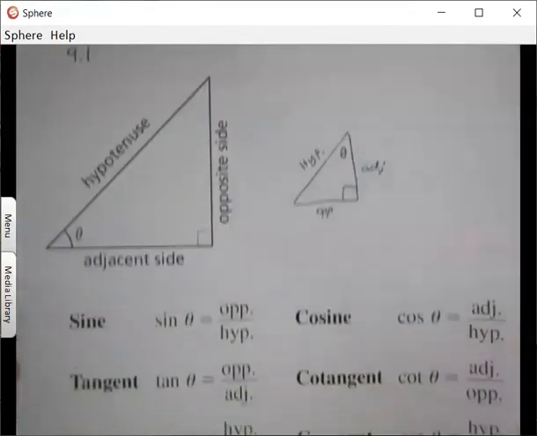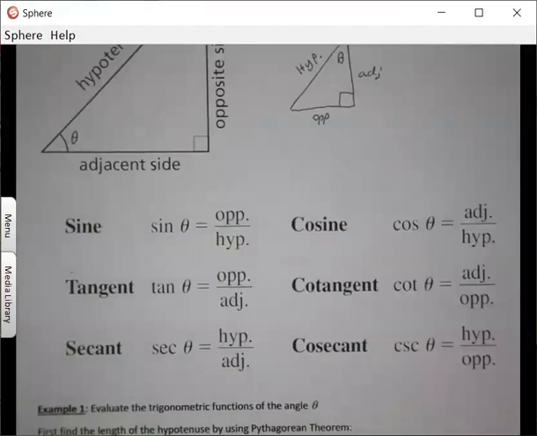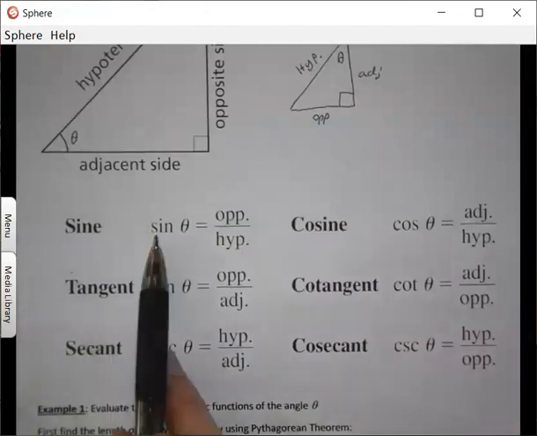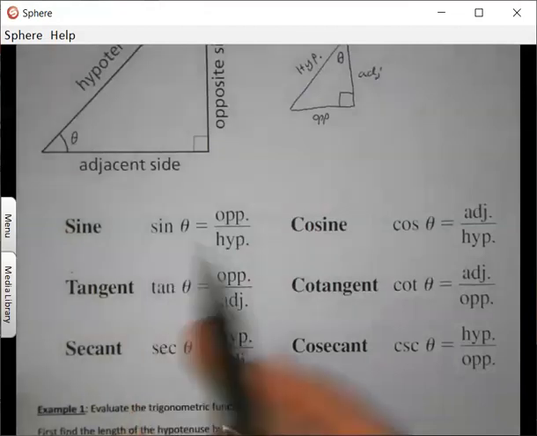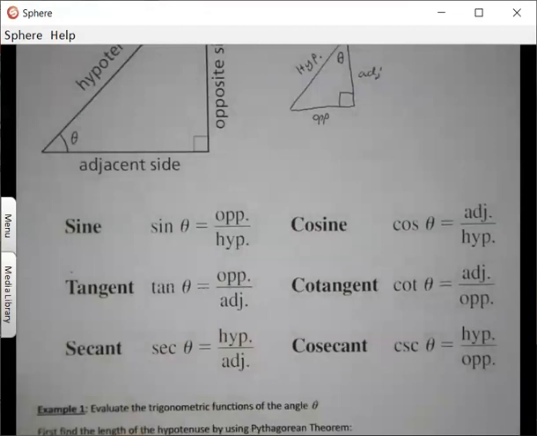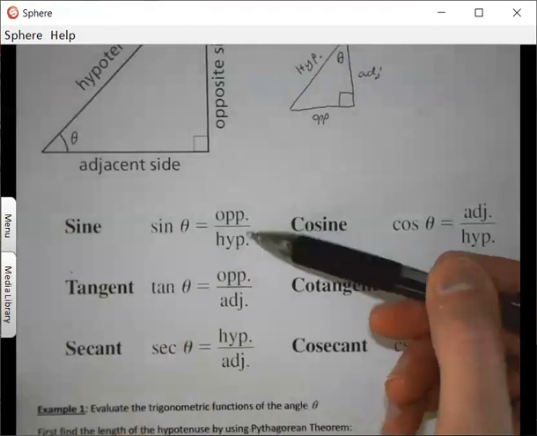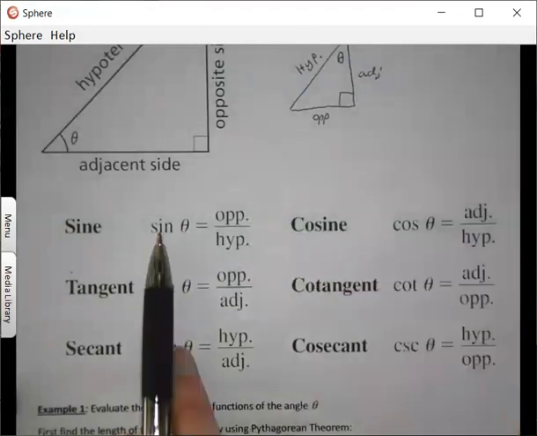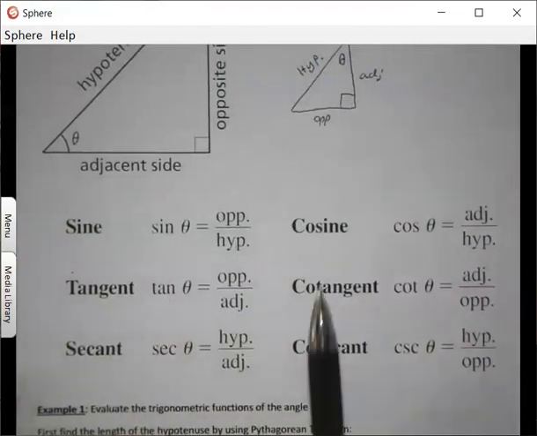So the 6 trig functions are defined as follows. You should also have these in your copy of the notes. And the idea is sine is a button on your calculator. You can do the sine of an angle and it'll pop out a value. That value will always be equal to the length of the opposite side divided by the length of the hypotenuse. So sine of the angle equals opposite over hypotenuse. Each trig function has a different combination of sides. So adjacent hypotenuse, tangent, opposite adjacent, etc.